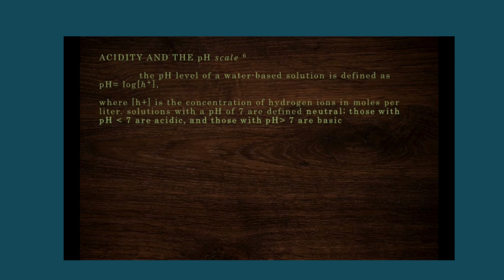So, acidity in the pH scale. The pH level of a water-based solution is defined as pH equals negative log of H plus, where H plus is the concentration of hydrogen ions in moles per liter. Solutions with a pH of 7 are defined as neutral. Those with pH less than 7 are acidic, and those with pH greater than 7 are basic.